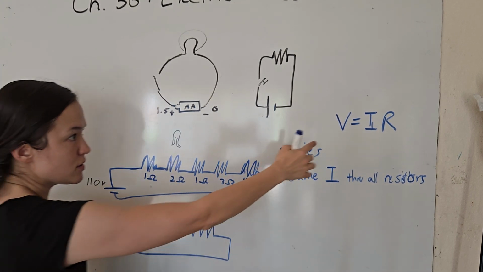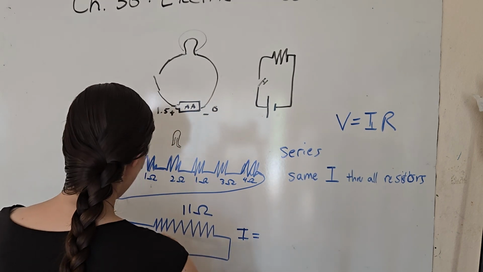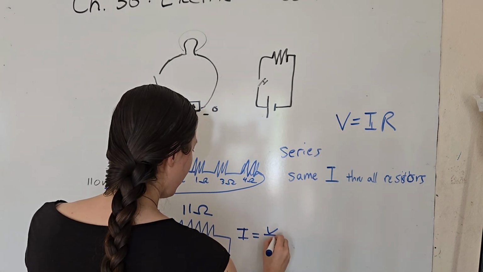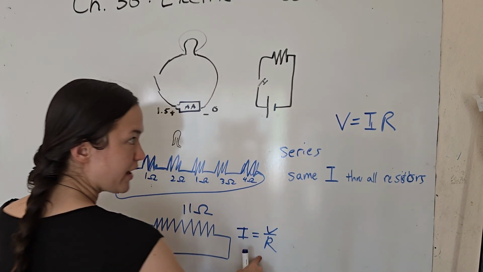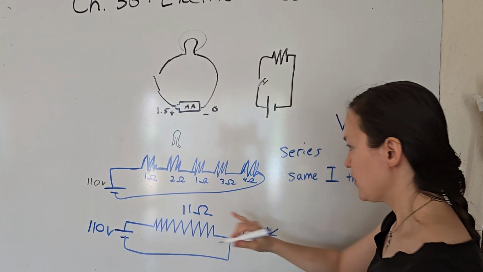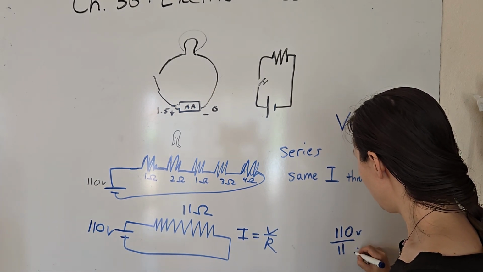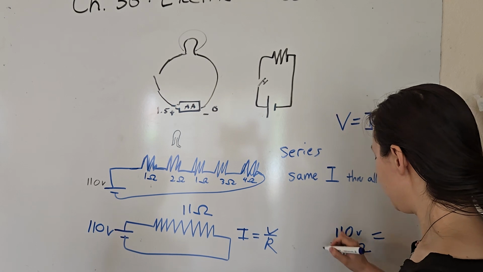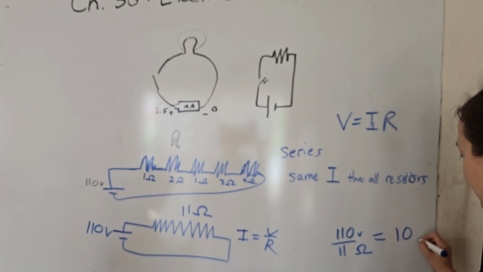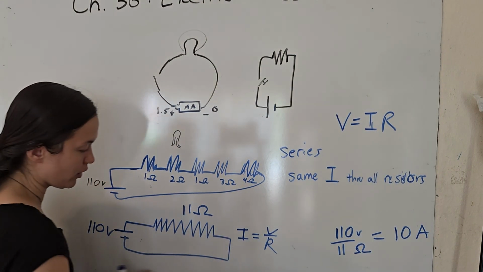So I can use this to ask, what's the current? I use Ohm's law. The current is going to be the same. I equals V over R, the total resistance. I just rearranged the letters, dividing both sides by R. Now I've got 110 volts over 11 ohms of resistance. The answer is 110 divided by 11, which is 10 amps. So that tells me there are 10 amps of current going through this guy.